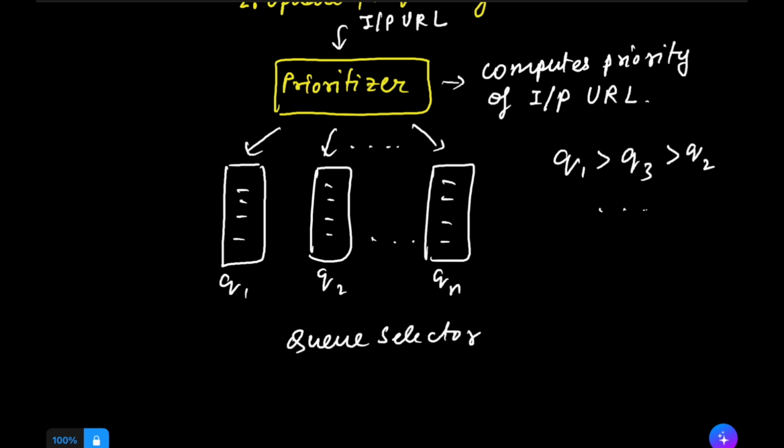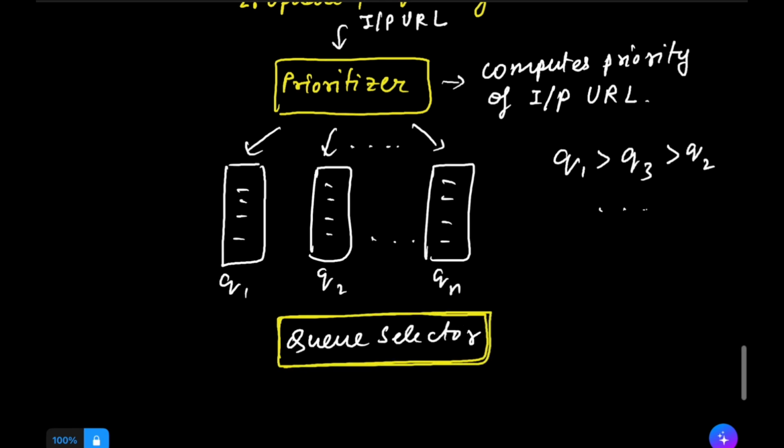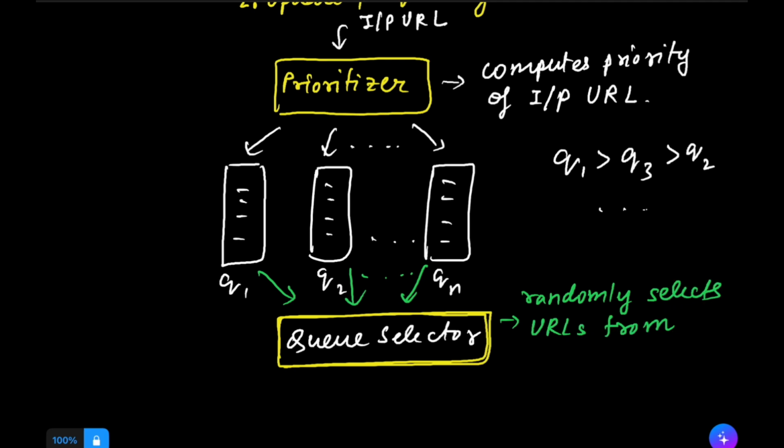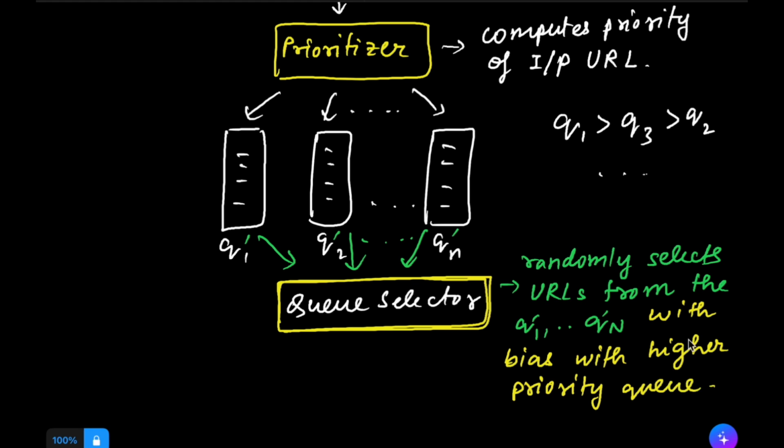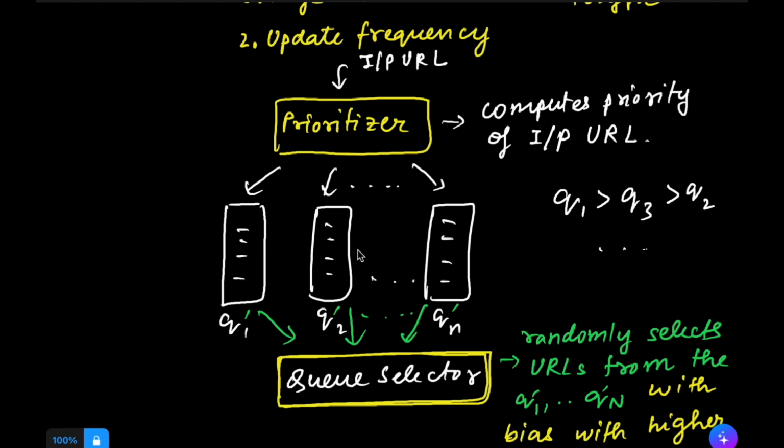So just like we saw in the above example also, this queue selector randomly selects the URLs present in the queue with a bias. Although it randomly selects URLs from the queues, which have their priority, I'll name them q1 dash, q2 dash, qn dash, not to confuse with the above queues. So these are different because they have a priority instilled in them also. So randomly it selects URLs from q1 to qn, but it also has some bias towards the higher priority queue. Okay, so in this way a URL which is of higher priority is being redirected.